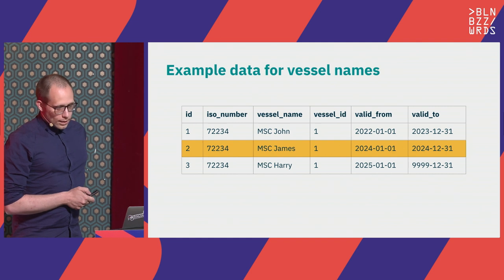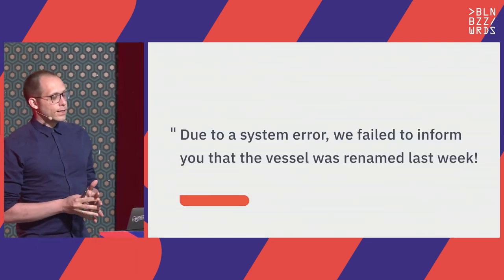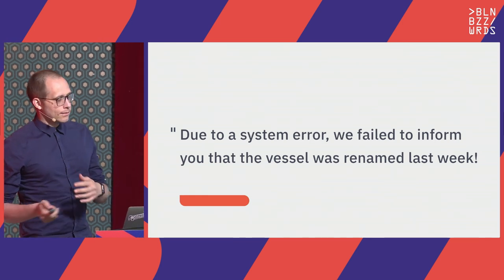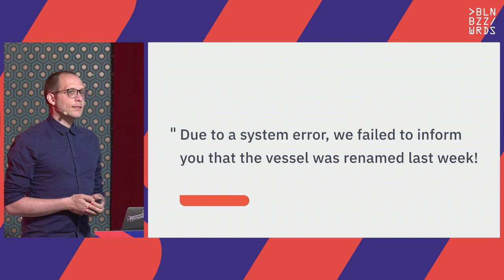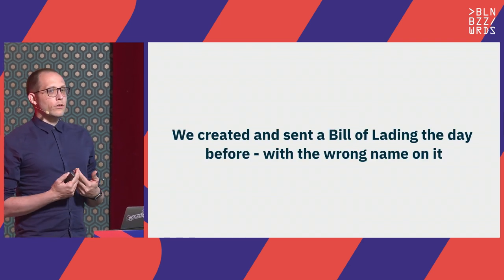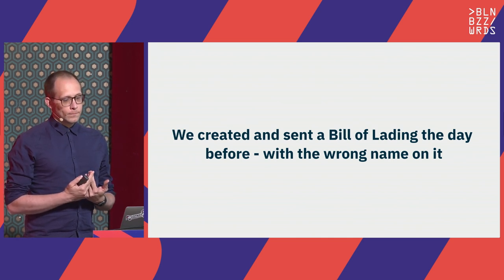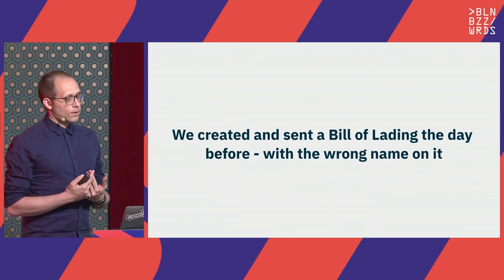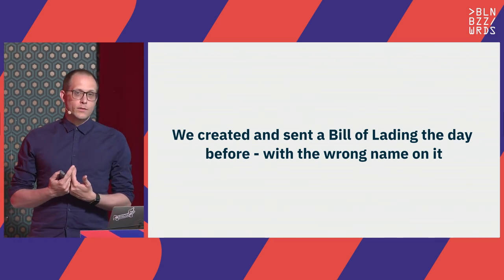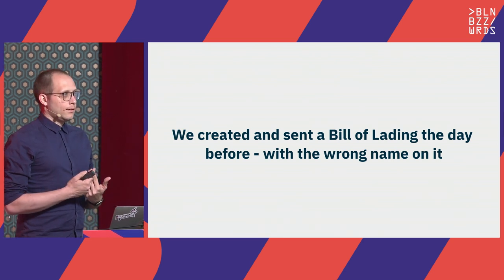And one day, we got a message saying, due to a system error, we failed to inform you that the vessel was renamed last week. It was not exactly like that. This is a little fictional. But something similar happened. But the week before, we already created a bill of lading and sent it out to the authorities and to the customer with the wrong name on it. So nothing we could do. Nobody told us that the name of the vessel changed. And it was not our problem to mitigate the damage done.